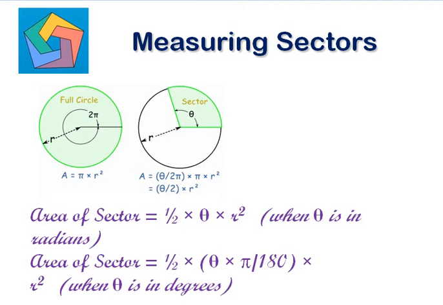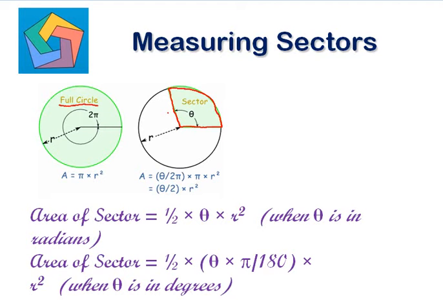This first figure represents the full circle. And this green shaded portion represents the sector of a circle. A sector is any part of the circle. Suppose you imagine you have a pizza. Pizza is circle shaped and you cut it into slices.